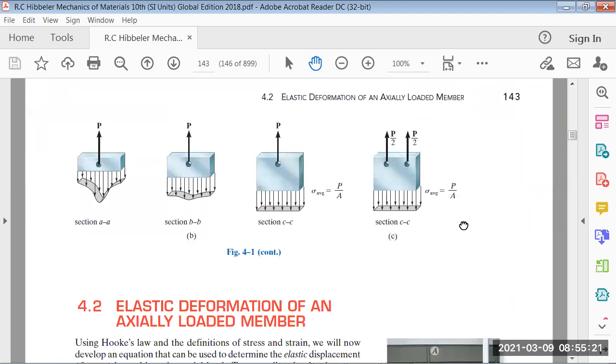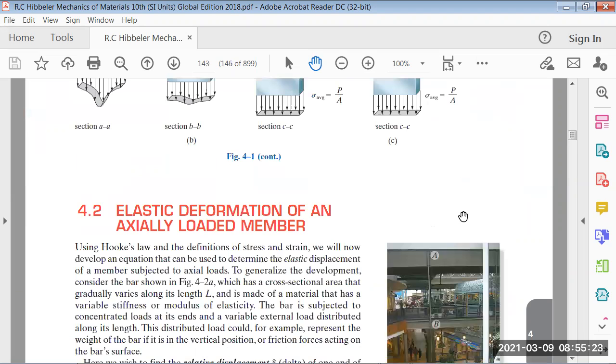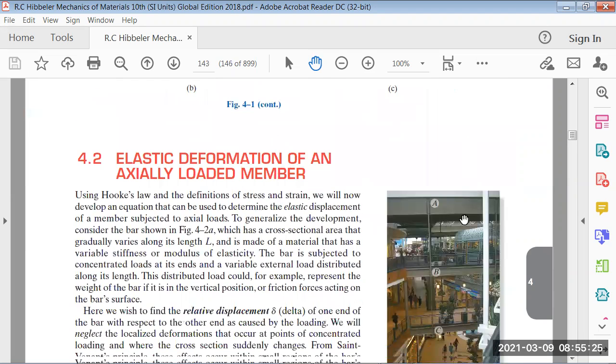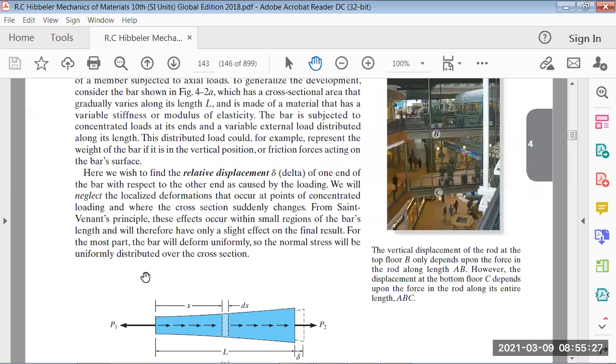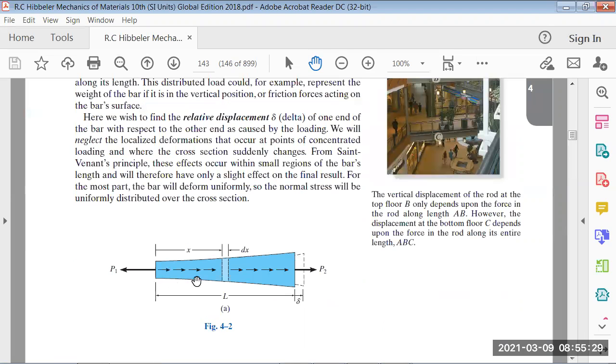Is there anyone who doesn't understand what is meant by an axially loaded member? Axially loaded is like we have this element. It's not transversely loaded, it's not loaded this way. It's axially loaded along the longest axis. Which one is the longest axis?